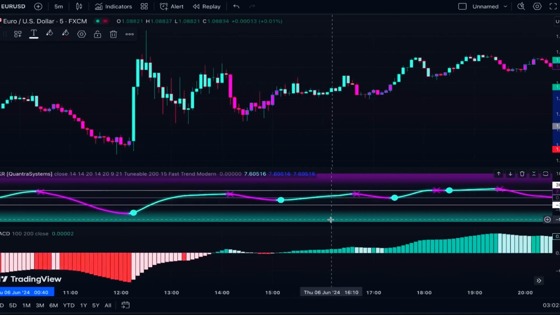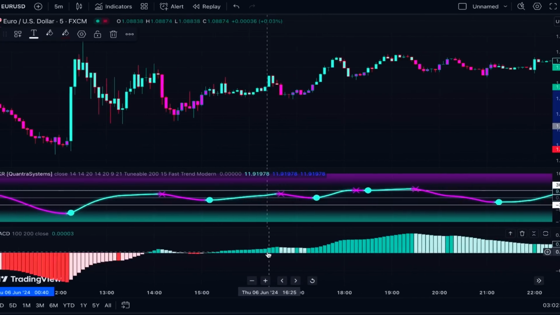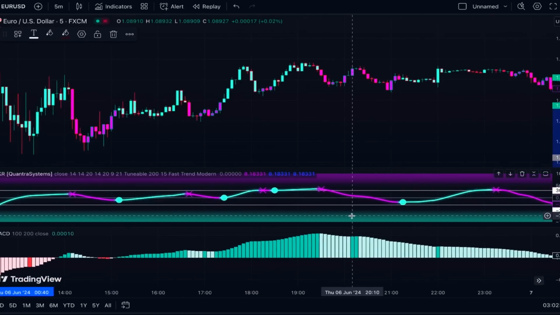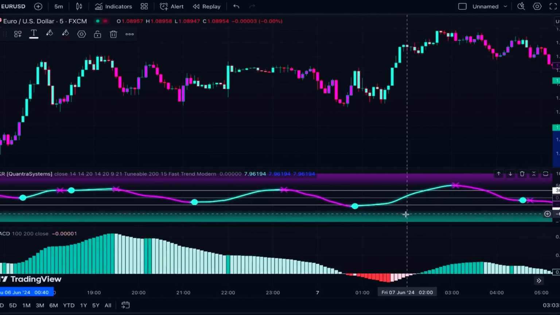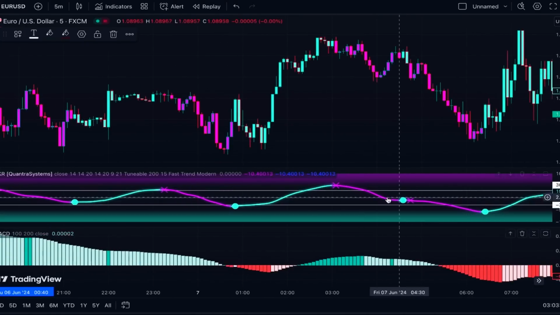Moving on the chart, here the MACD histogram became green, but we didn't have any oversold signal. Moving on the chart, no signal around here. Here the MACD became red, no signal here. Here it became green, again no signal.